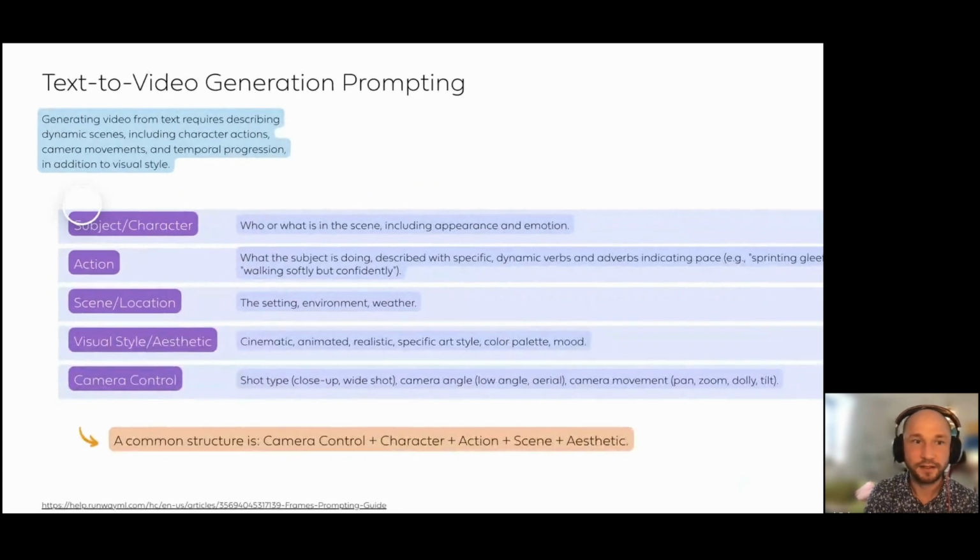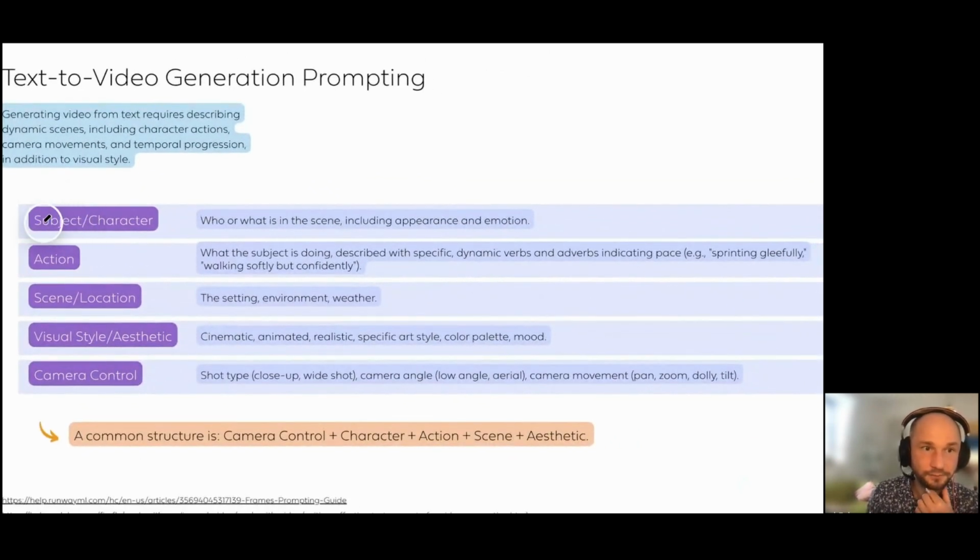It is a subject. Again, we already know it. Who's in the scene? Action. What is the subject doing? The scene, location. What is the setting? What is the environment? What could be the weather? Then the visual style, aesthetics. It was like the art style. So is it cinematic, animated, realistic, specific art style, color palette, could even be mood. Here it's a little bit captured in one category, I would say.